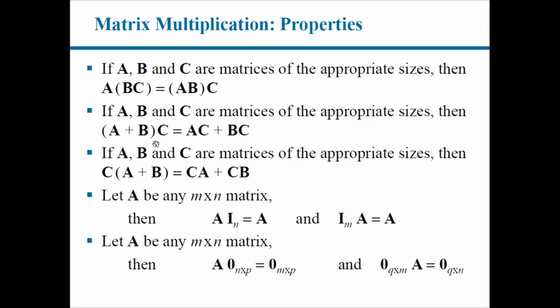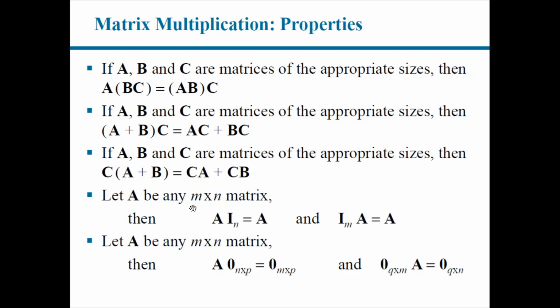Here we have distribution, so A plus B times matrix C. If we distribute, it is AC plus BC. Here something similar: C times A plus B is going to be C times A plus C times B. If we multiply a matrix by the identity matrix, we keep our matrix unchanged.